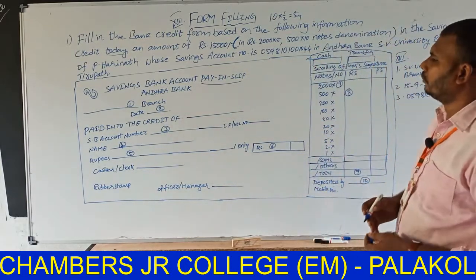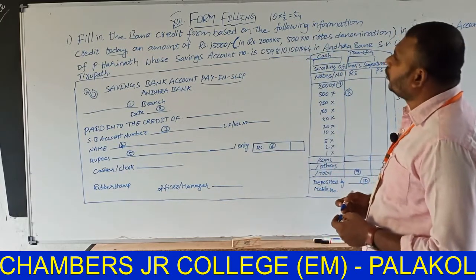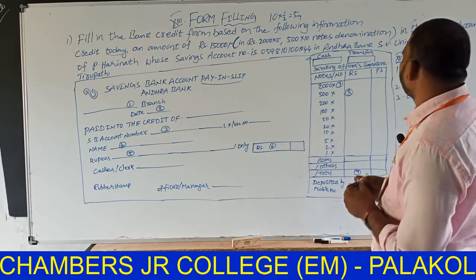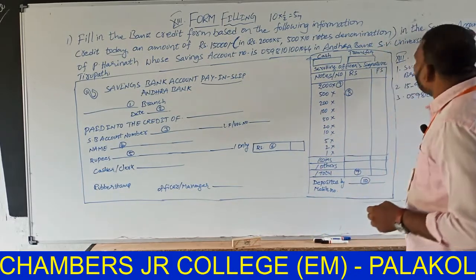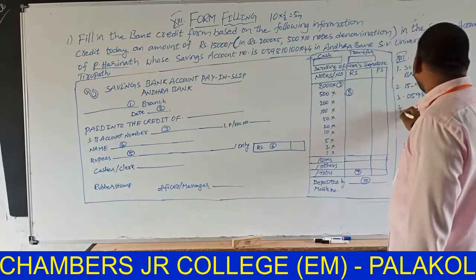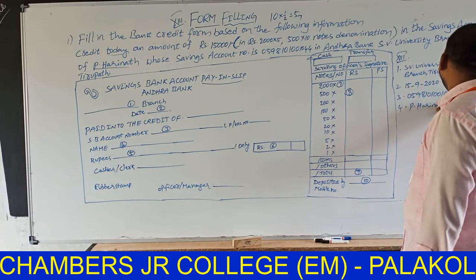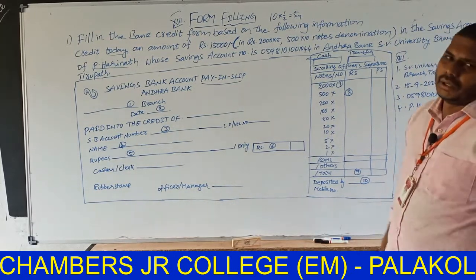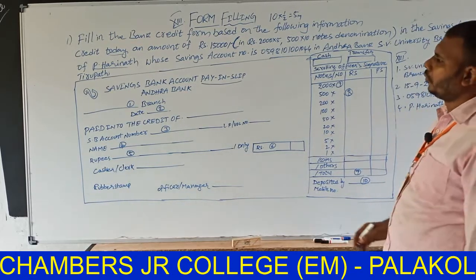Next, take the fourth number. Here, give the name. In whose account the particular amount is deposited? In the savings bank account of P. Harinath. So, here you need to write name of the account holder P. Harinath. P. Harinath. So here Harinath is the account holder.